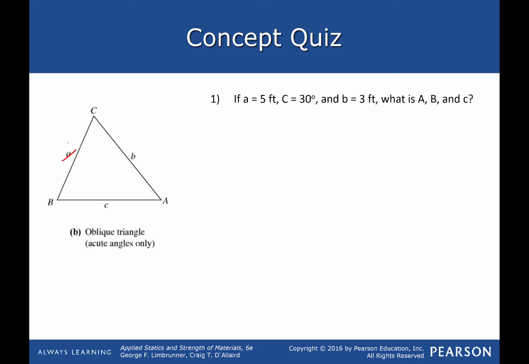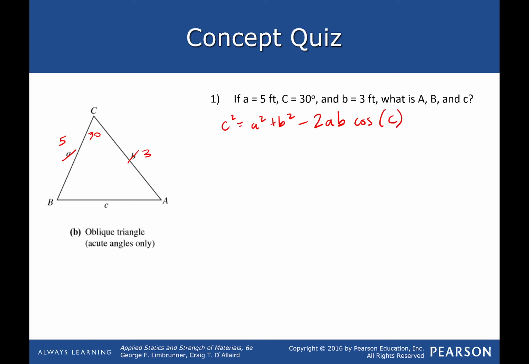So a is 5 feet, C is 30 degrees, and b is 3 feet. So I don't know enough to do law of sines. That's the only other one I have. So I'm going to have to use law of cosines. So I know that c squared is equal to a squared plus b squared minus 2ab cosine of C.